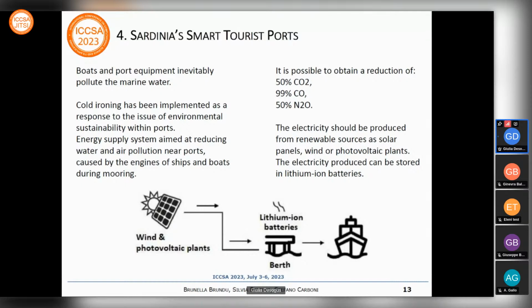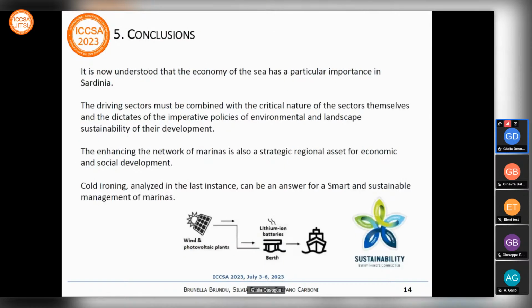It has been stated that thanks to the electrical infrastructure of the docks, it is possible to obtain a reduction of the CO2 of 50%, 99% of CO, and over 50% of N2O. But in order to maximize this system, the electricity used for the energy supply system should be produced from renewable sources. For example, from solar panel, wind, or photovoltaic plant. The electricity produced can also be stored in lithium batteries to have available electricity when we cannot have it from the wind and photovoltaic plants.